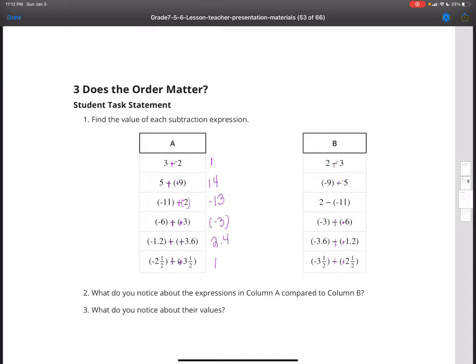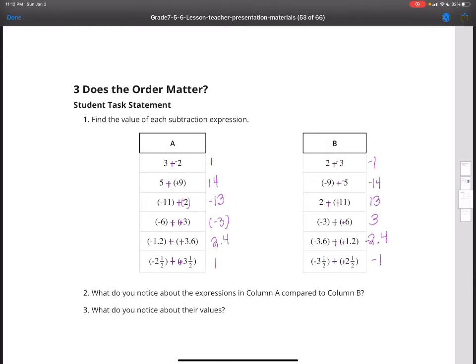Okay. For the next one, I have 2 minus -3, which would be -1. -9 plus -5 would be -14. And then I skip 1. This would be plus, and that would be 13. And then this one, it will be -3 plus 6, which would give me 3. The next one will be -3 and 6/10 plus a positive 1 and 2/10, which would give me -2 and 4/10. And the last one will give me -1.